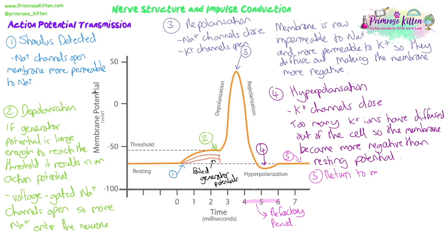So then we get back to point five. Our membrane potential has returned to resting potential. The sodium ion channels are closed, the potassium channels are open, and the sodium potassium pump is doing its job, working to maintain that approximately minus 65 millivolt resting potential by making sure that more positive ions are going out. So 3 sodium ions out for every 2 potassium in, and that keeps us in that nice negative resting potential that we need.